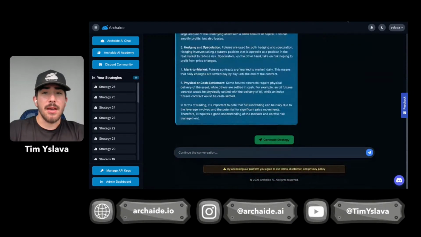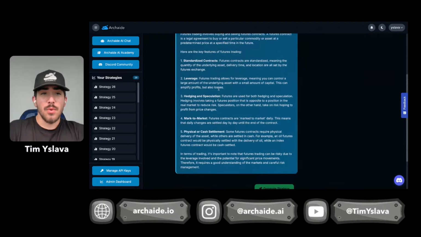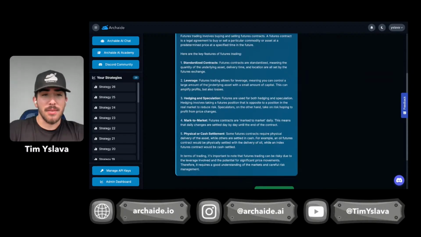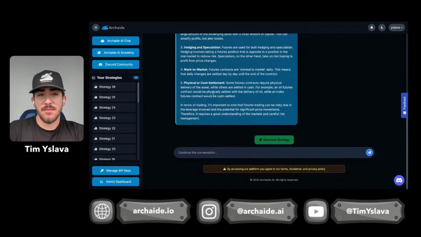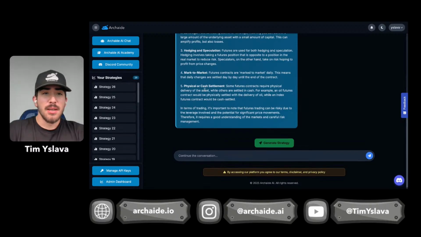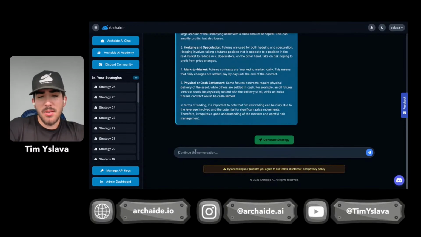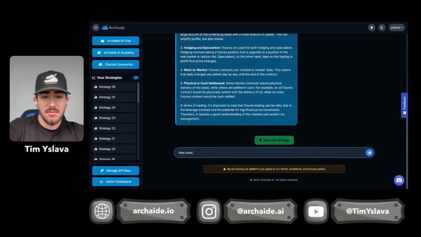And the next question we have is how futures trading actually works. We kind of had a rough definition, and specifically the settlement piece of it. But let's go ahead and just ask it, how does futures trading actually work?